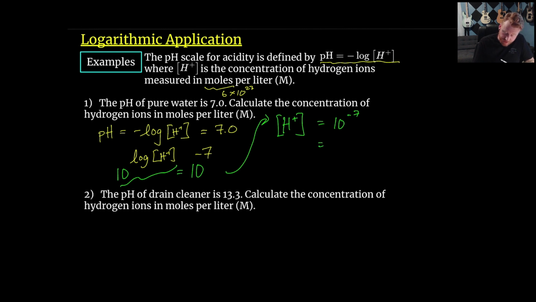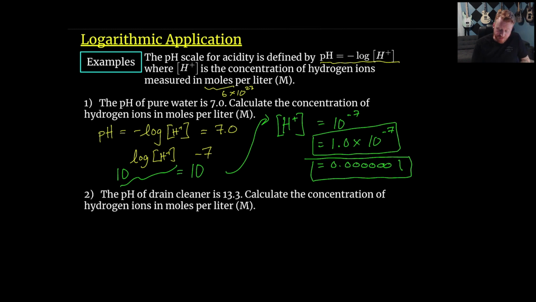If I wanted to write this in scientific notation, I could write this as 1.0 times 10 to the negative 7. And if I wanted to write this as a decimal, then I would have to move this decimal 7 places to the left, which is going to give me 6 zeros and a 1. So this is a very small number. Either of these are fine. It's a very small number, but we're trying to find the proportion of this number, so things are balancing out here for us. Even though that seems like a very small number, it's actually pretty big in comparison. Okay, so that is how to find the concentration of hydrogen ions for pure water.